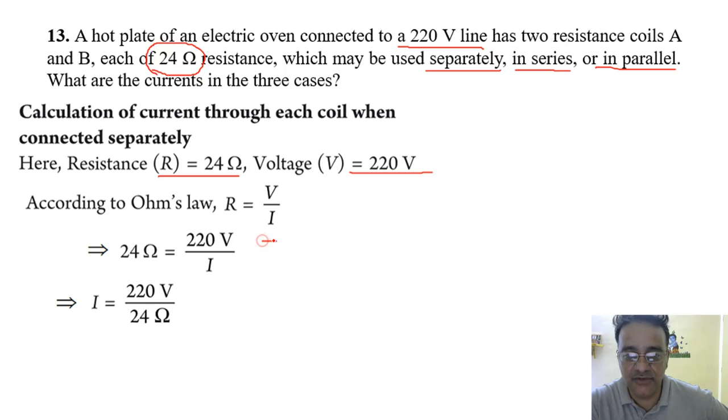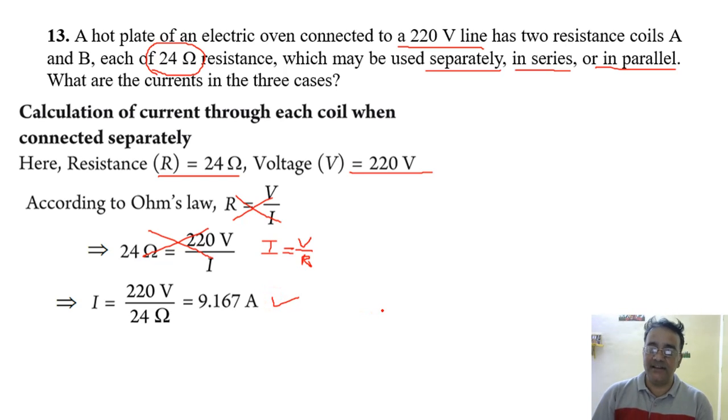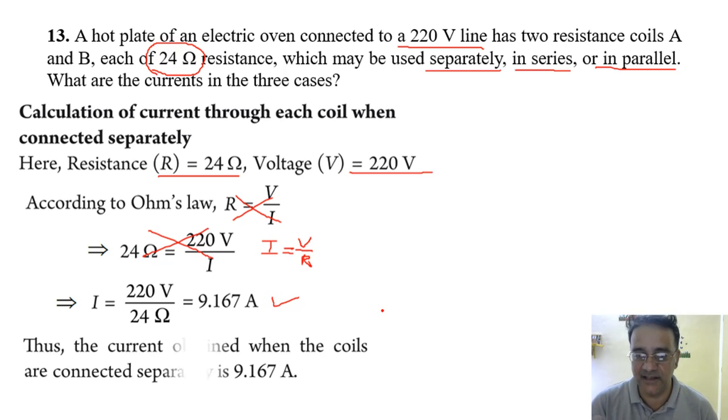So directly use I is equal to V by R. So V is 220 and R is 24 ohm. If we divide these two, we'll get 9.167 ampere. So thus the current obtained when the coils are connected separately is 9.167 ampere.